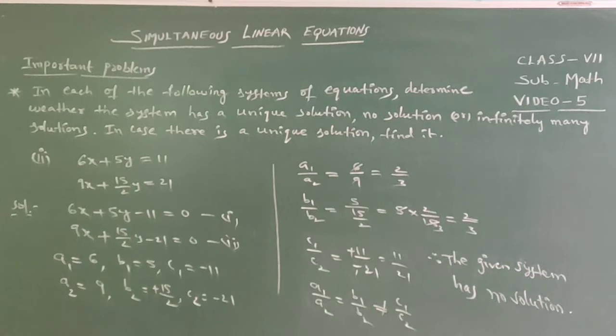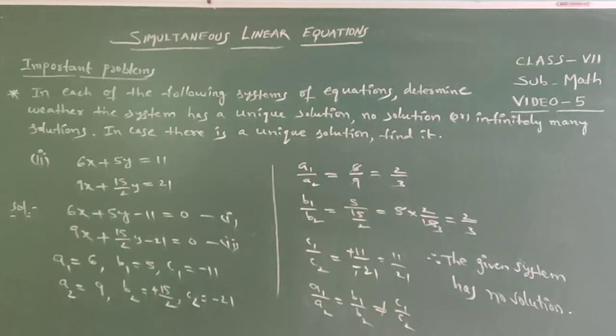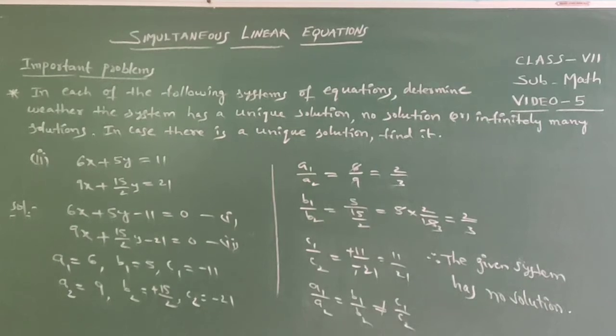For the given system, A1 by A2 equal to B1 by B2 but not equal to C1 by C2. That's why the given system has no solution at all. If the given system has no solution, no need to find that. If it has a solution, meaning it has a unique solution, then only we need to solve.